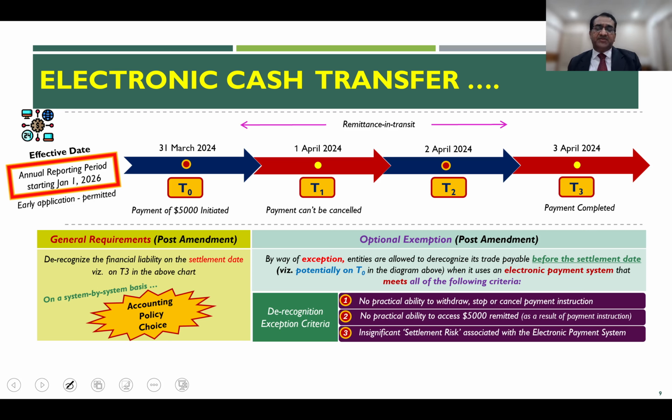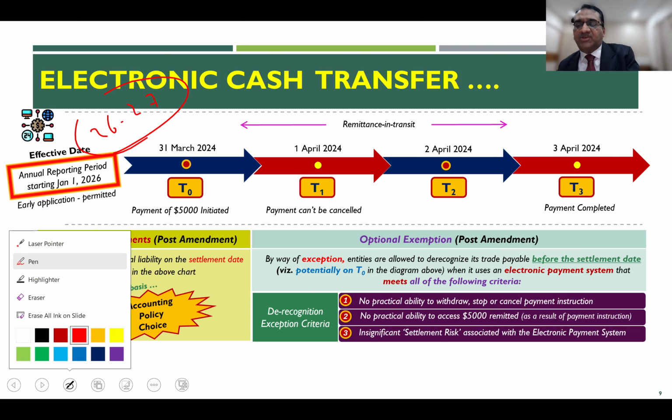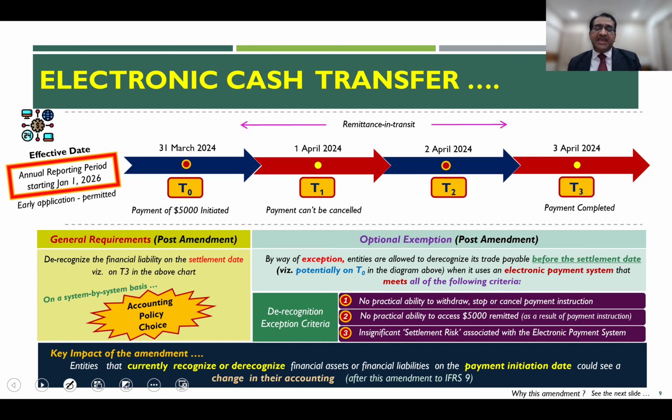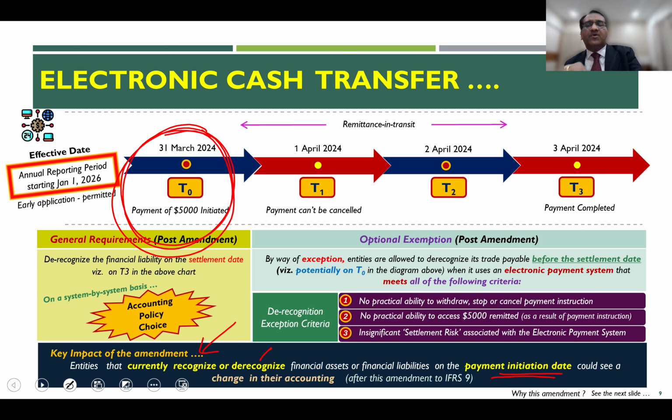The reporting period starts 1st January 2026. From an Ind AS perspective, it is likely that this will apply from FY 26-27. And early application is permitted from an IFRS perspective. So, what is the key impact of the amendment? Entities who are currently derecognizing the financial liability on the payment initiation date are likely to get impacted, because they cannot do the accounting on this date for derecognition unless all these 3 conditions are collectively met. If any of these conditions is not met, then this accounting will not apply.